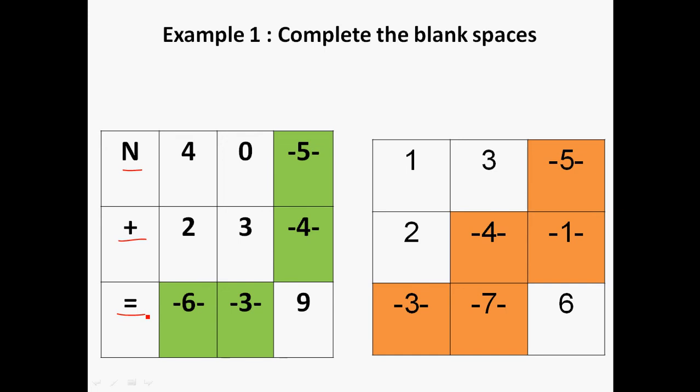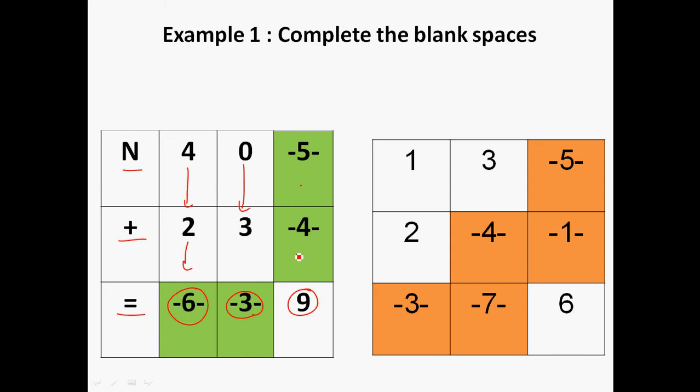Now we go. 4 plus 2 equals 6. The answer is 6. Here in your table, in your book, it is empty, so you write 6. And 0 plus 3 equals 3. Focus with me, in this example there is a 9. Look, the white number is 9.